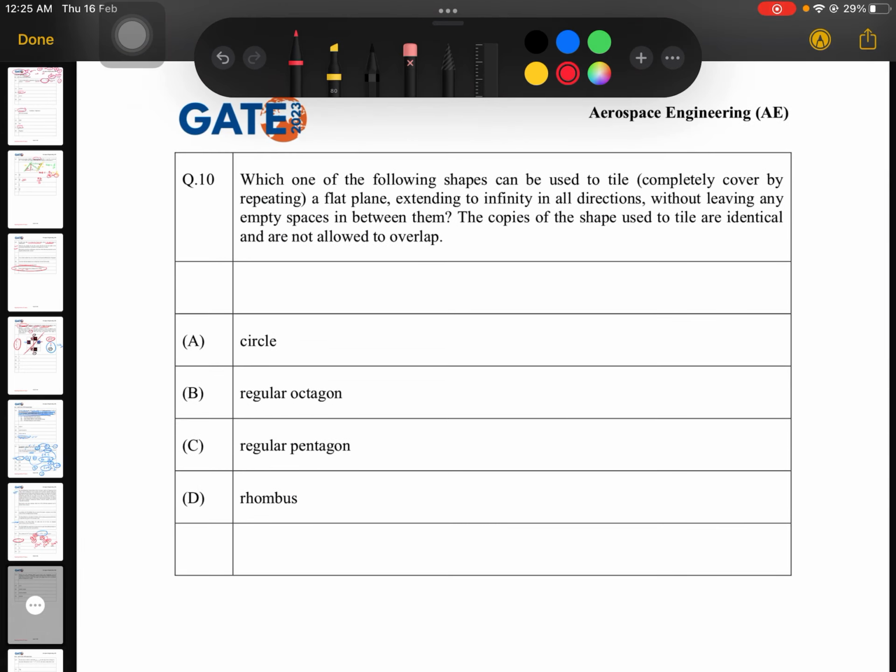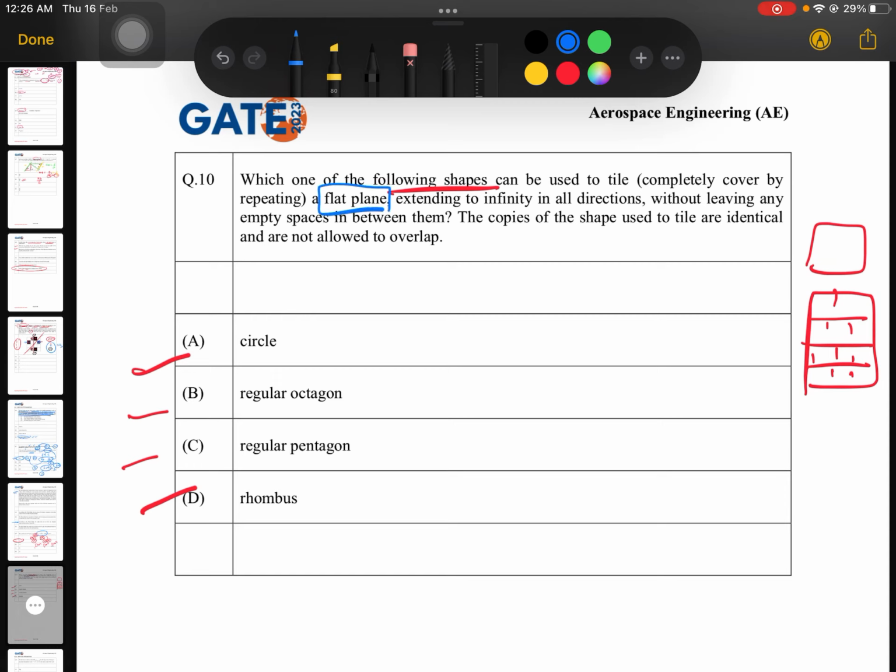Now, which one of the following shapes, we have 4 shapes, can be used to tile? You know in our new buildings, for our floorings, we use tiles, right? Suppose this is my floor, then we put tiles like this. Like on the wall also we put tiles. In the new houses you may have seen. So they are saying suppose you have a flat plane, but the condition is that the flat plane is extended to infinity in all directions. Suppose this is your 2D.